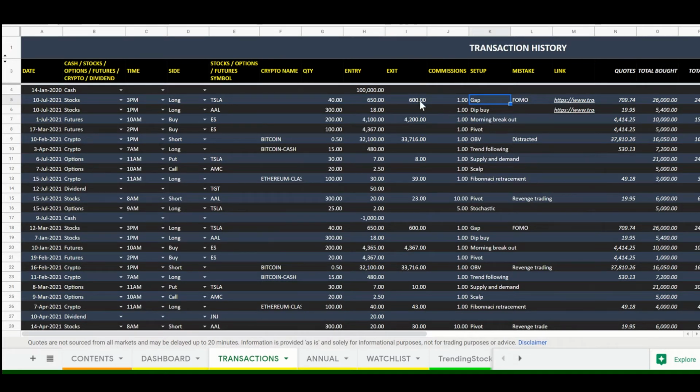Now for this case, you lost money. So since you lost money, why did you lose money? What was your mistake? So it was fear of missing out. So you type that there.